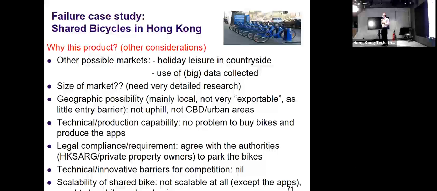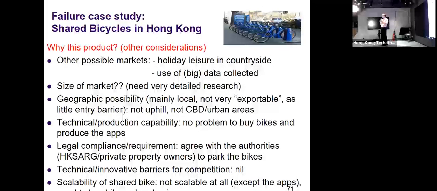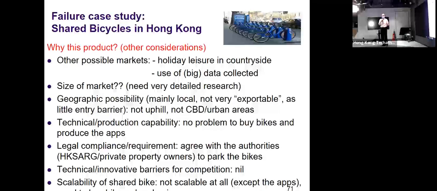Now, mainly it's local. It is not very exportable. I mean, the idea is not very exportable to other countries, even though you have all the bikes from China and also from Japan. No technical problem, because you just buy a bike. For a company to buy the bike, it will install the GPS, and so on and so forth. Legal compliance, no technical barriers. It is also not a scalable business, except for the apps.